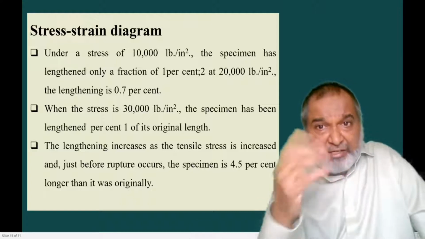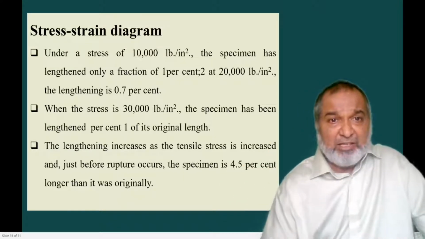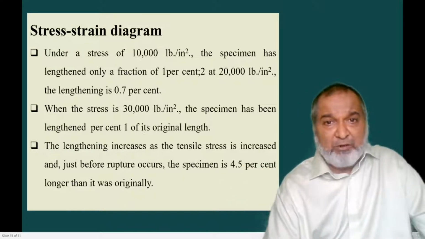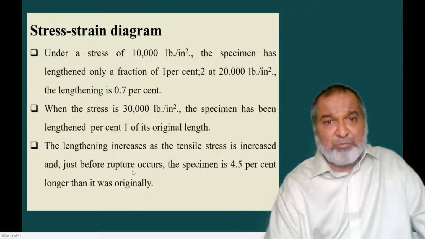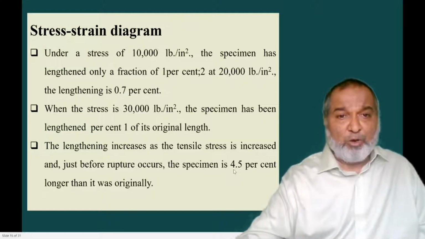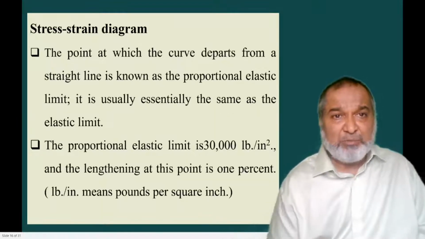When the stress is 30,000, the specimen has lengthened 1% of its original length. The lengthening increases as the tensile stress is increased, and just before the rupture occurs, the specimen is 4.5% longer than it was originally.